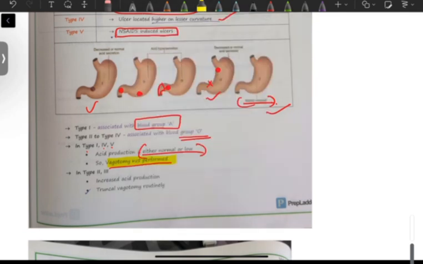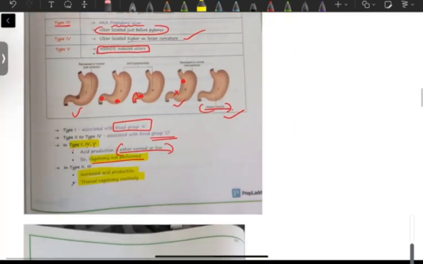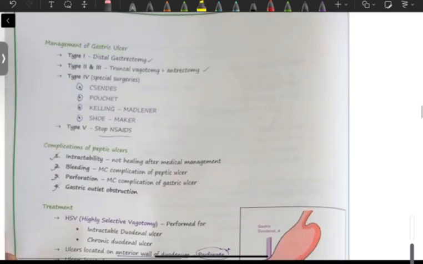Since in types 1, 4 and 5 the acid production is either normal or low, vagotomy is of no use. Whereas in types 2 and 3, there will be increased acid production and truncal vagotomy is routinely performed. Okay. So now, how do we manage these gastric ulcers?